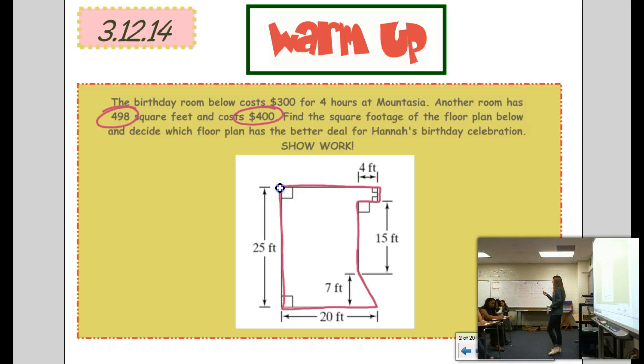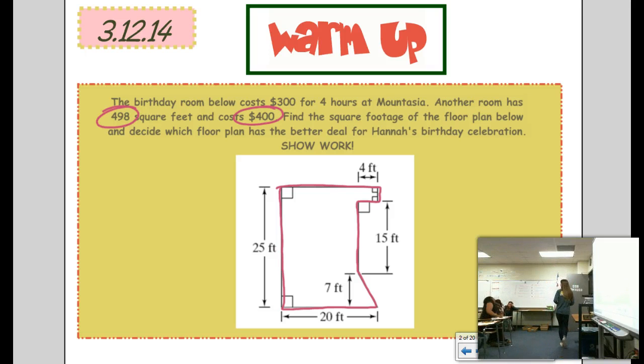Now, you know how to find the area of rectangles. Do you know how to find the area of a triangle yet? I haven't officially taught you, but you learned it in elementary and middle school. Something you divide by half. Yeah, it's divided by 2.